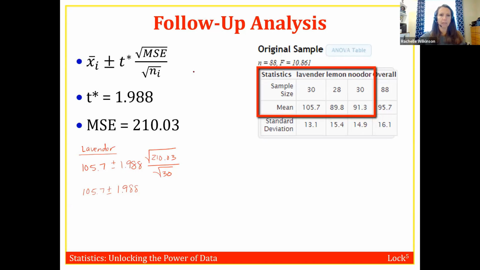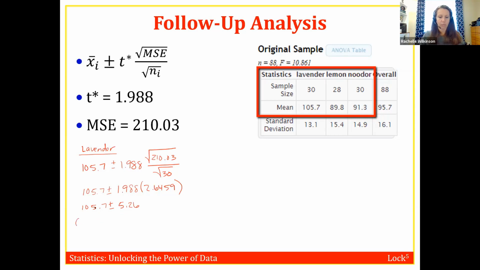And mathematically, that's the same as taking the square root of the whole thing; you can do the division first and then take the square root if you want. So I get 210.03 divided by 30. Then I'm going to take the square root of that number, which gives me 2.6459. And then I'm going to multiply that by my T star, which is going to give me my margin of error. So I take that result, multiply it by 1.988, which gives me 5.26. So my margin of error here is 5.26.